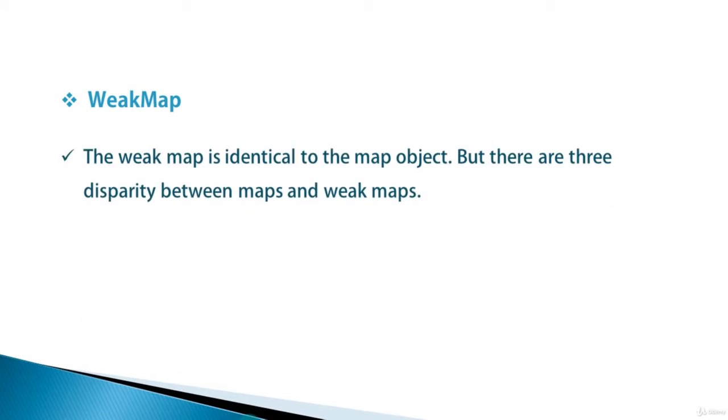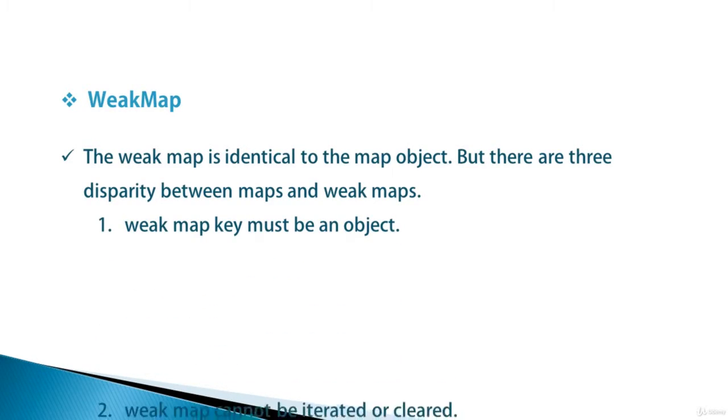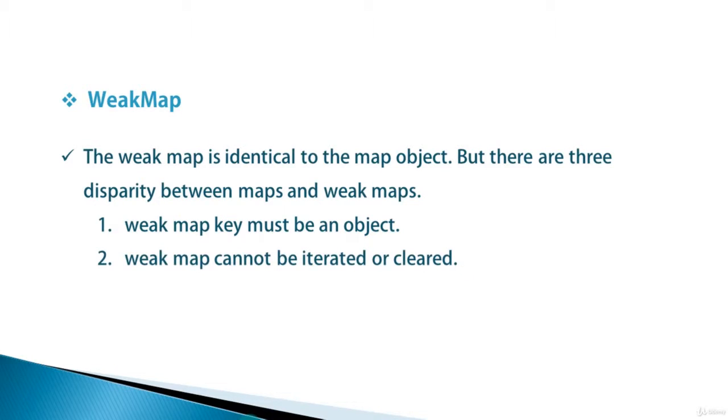The WeakMap is identical to the Map object. But there are three disparities between Maps and WeakMaps. First, a WeakMap key must be an object. Second, a WeakMap cannot be iterated or cleared. Third, a key in a WeakMap can be garbage collected.